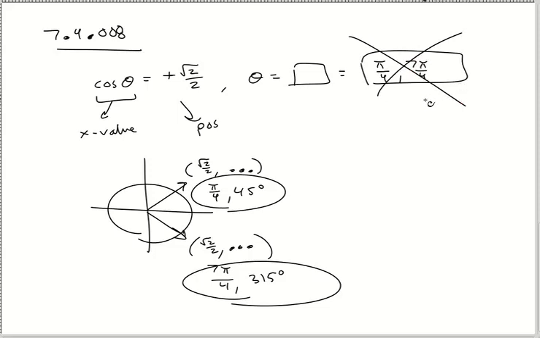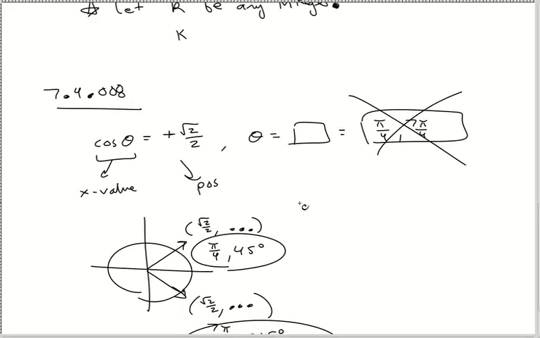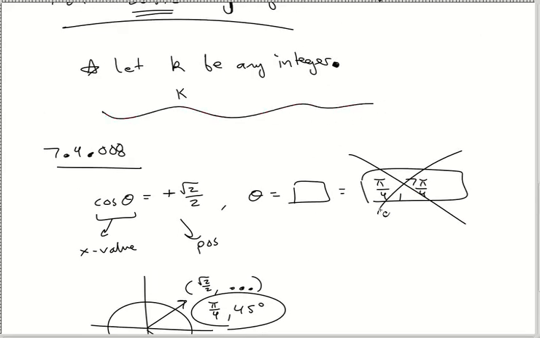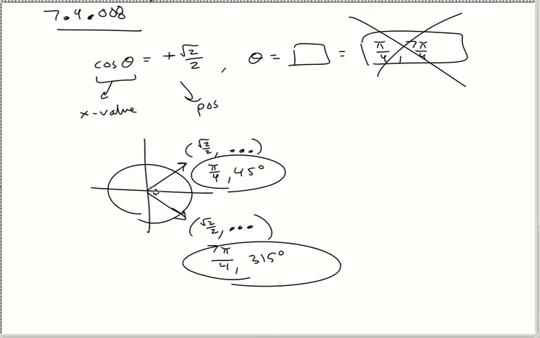What do you mean I'm wrong? So let's understand what they mean when they say, let k be any integer. What they're trying to say is that it works for these two angles, sure, but what if I went around one full time and then an additional 45? Basically 360 plus 45, which is 405. Would 405 work? Yeah, 405 would work.